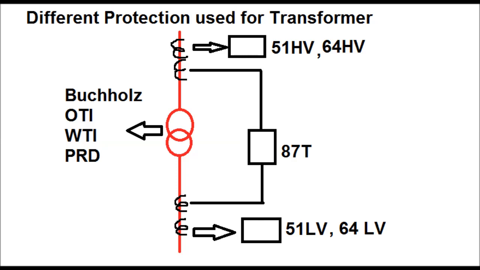And there also exist the temperature related relays, OTI and WTI. OTI is oil temperature indicator. If the oil temperature in the transformer increases to a certain level, then this relay will operate. And also WTI, which is called winding temperature indicator. Now I will discuss in detail one by one in this video.